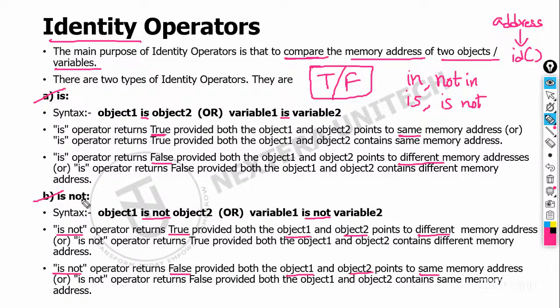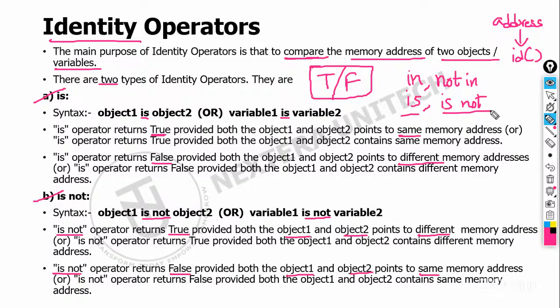The other operator, you'll get it as a complementary, right? I hope it is very easy to understand, because the purpose of identity operators is to compare the memory address of two objects. And how many identity operators do we have in Python? There are two: is and is not.